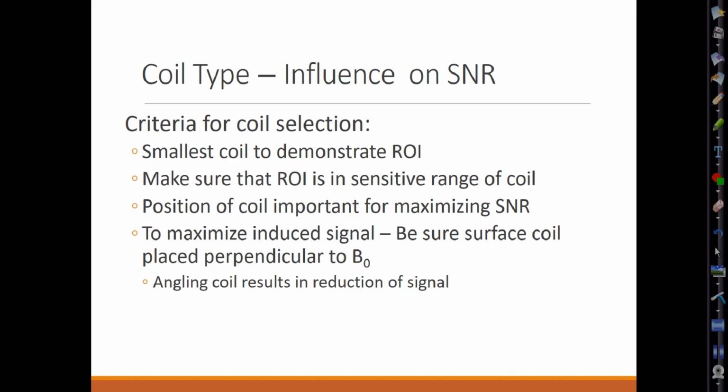Positioning of that coil is very important to maximize the signal. So be sure that the surface coil is perpendicular. If it is an abdomen, make sure it's laying flat. If it's a shoulder, make sure it's flat, not at an angle. Or if it is against the side of the shoulder, make sure it's perpendicular. You always want orthogonal planes with these coils. Angling a coil will result in a reduction of signal.